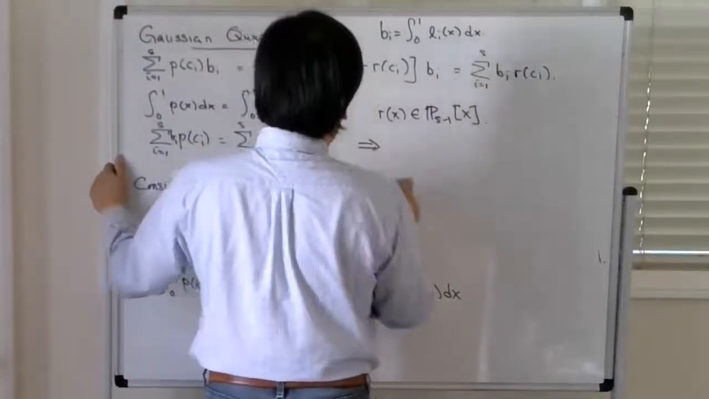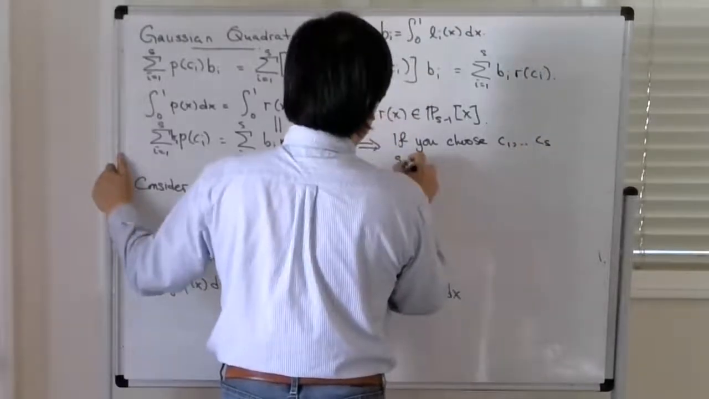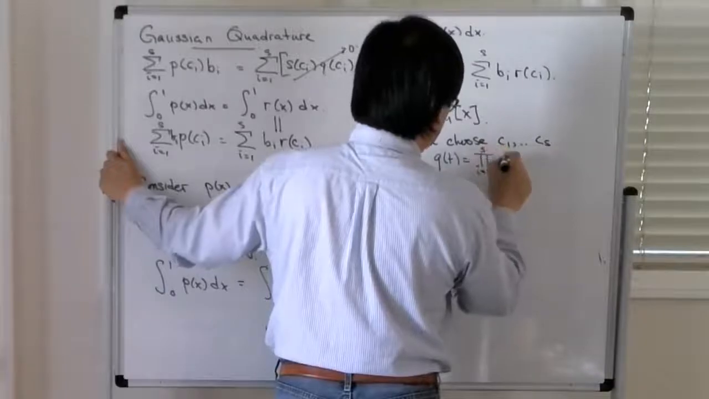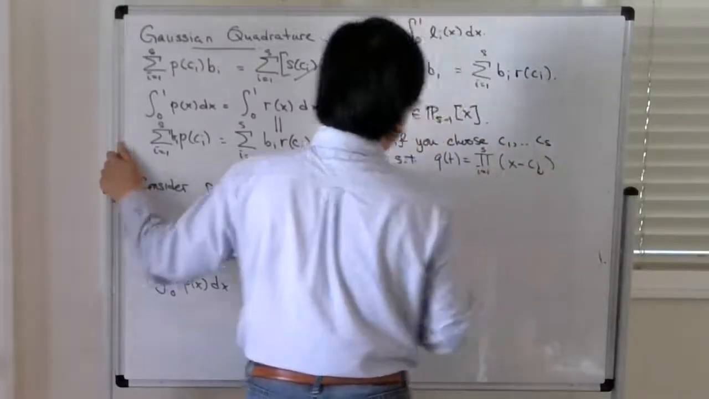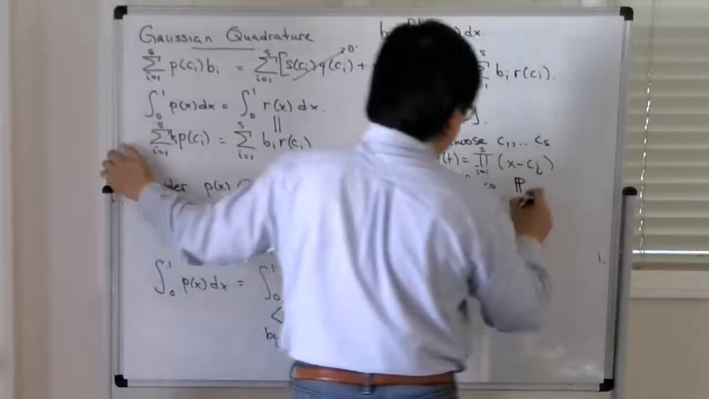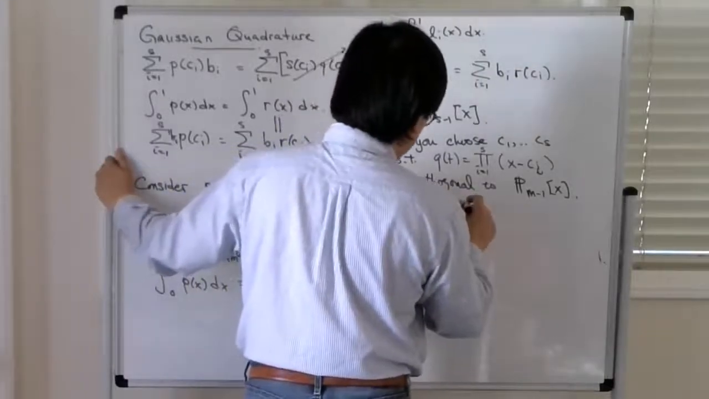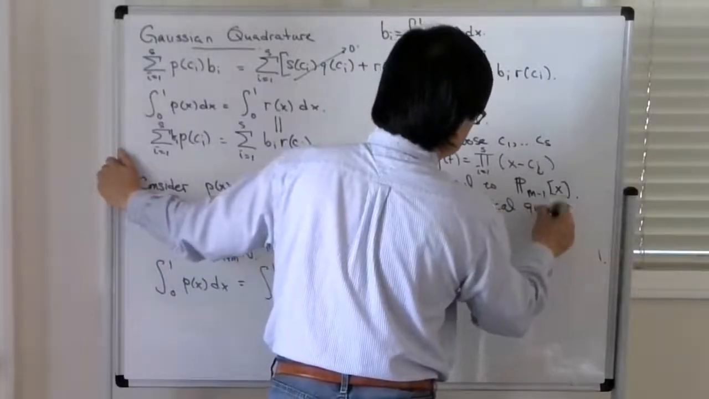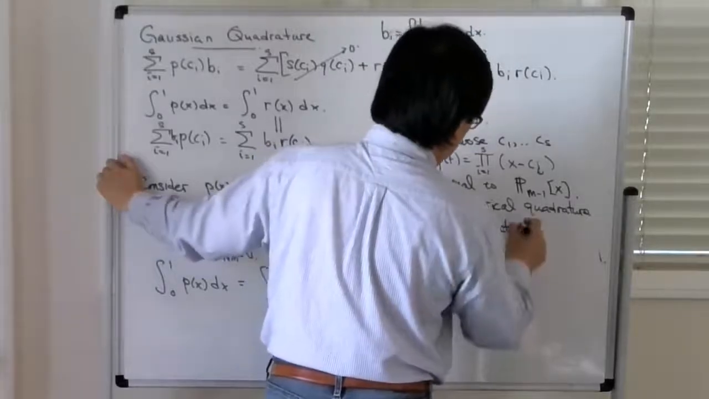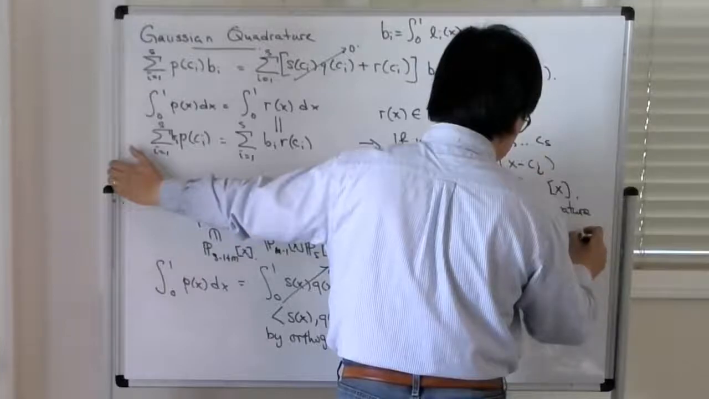And this implies then that if you choose the c_1 to c_s such that q(x), which is this product of factors, monomials x minus c_i, is orthogonal to polynomials of up to degree m minus 1 of x, then this numerical quadrature formula is exact for all polynomials p which are in polynomials of up to degree s minus 1 plus m on x.